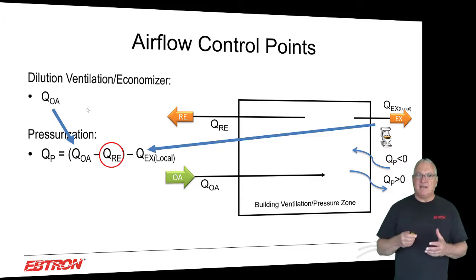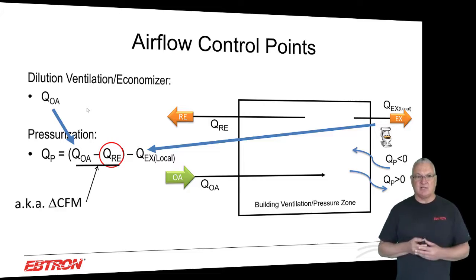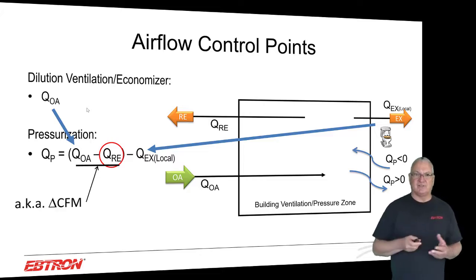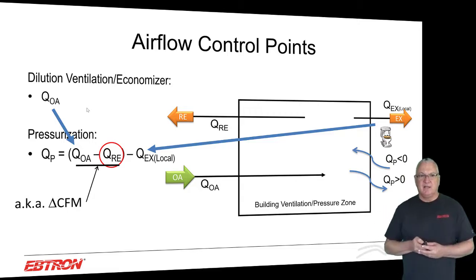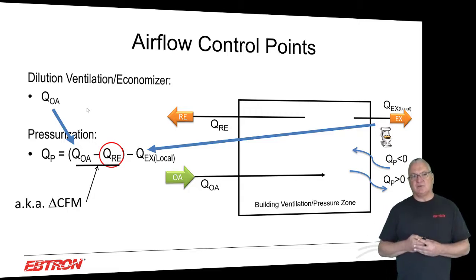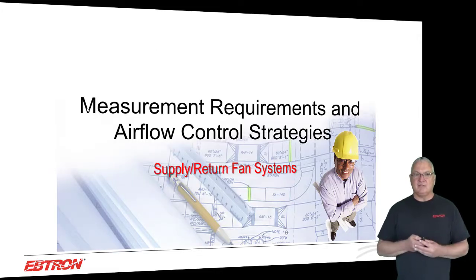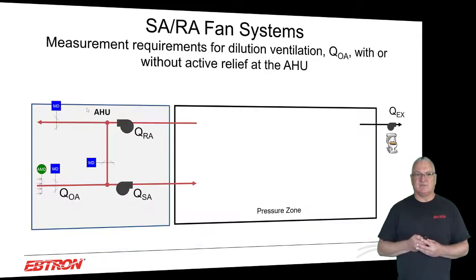However, you're going to find that it makes more sense to control that differential between the outdoor air and the relief air paths, which in IP units here in the States, we're going to call delta CFM because we're measuring in cubic feet per minute. So that's what we want to control, this delta CFM differential. All right, we're going to take a look at supply and return fan systems first.